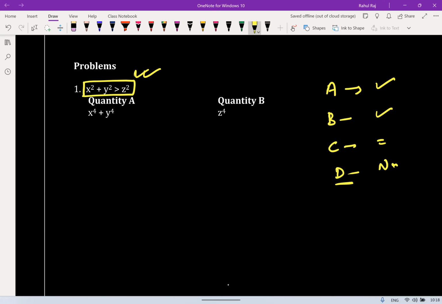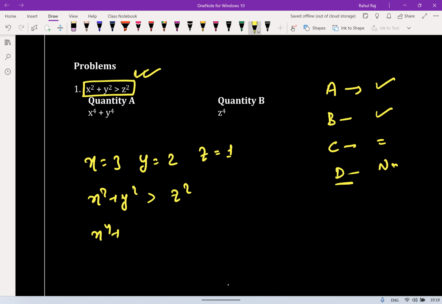So if you are telling me D, then you have to show me an example. Say X is 3, Y is 2, Z is 1. So I can 100% say x square plus y square is greater than z square. Agreed. And for these values, I can say x to the power 4 plus y to the power 4 is greater than z to the power 4 as well. Perfect. Now, when you give me D, you have to give me a number where z to the power 4 is greater than x to the power 4 plus y to the power 4.